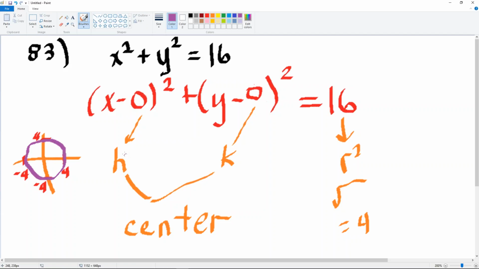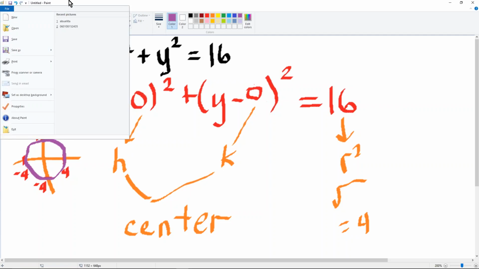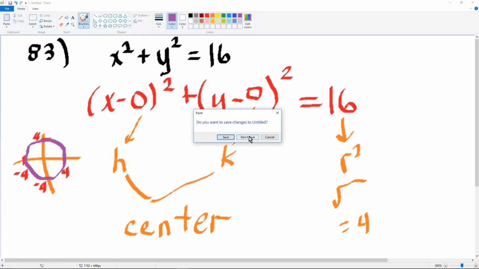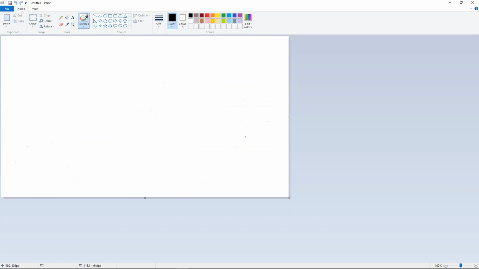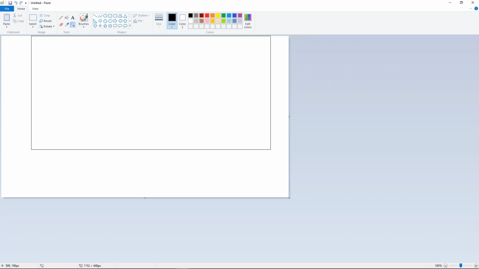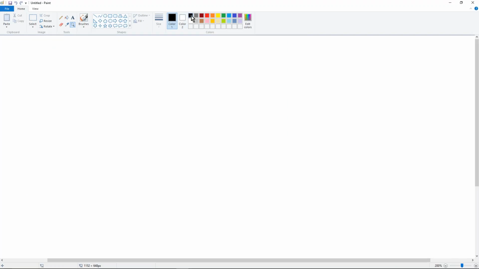So for those, if you followed 83, you should be able to do number 84. If we look at number 85, number 85 is a little bit different because it has stuff underneath the x squared and the y squared. So let me quickly do that.